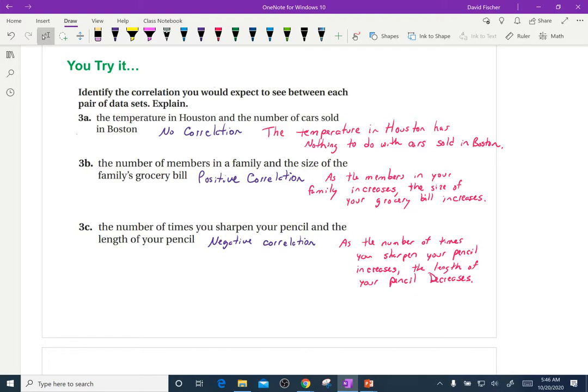The next one says the number of family members and the size of the family's grocery bill. So I said a positive correlation because as the members of your family increases, comma, they eat more food, so your grocery bill should also increase.